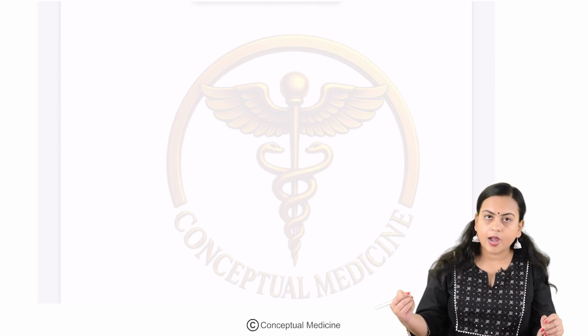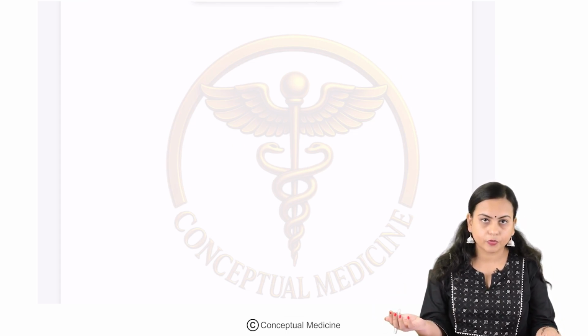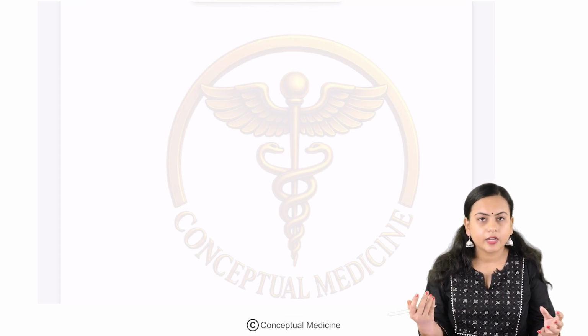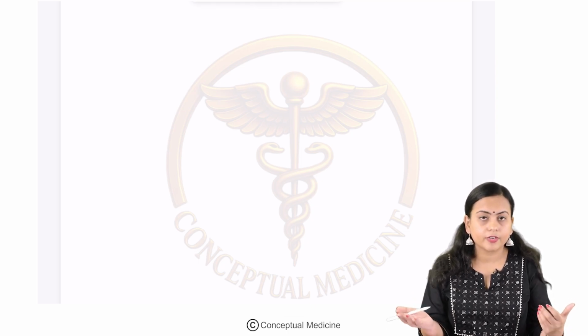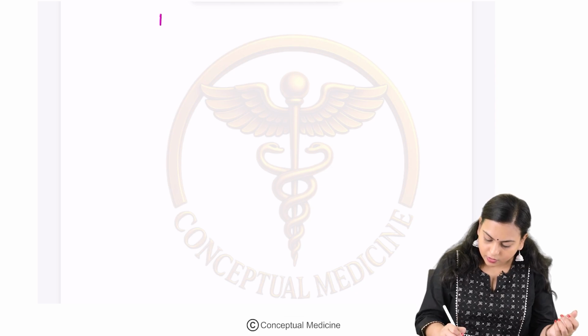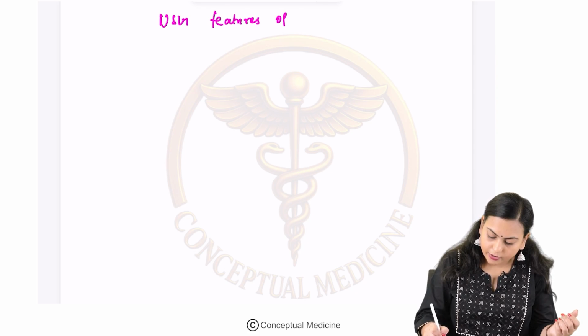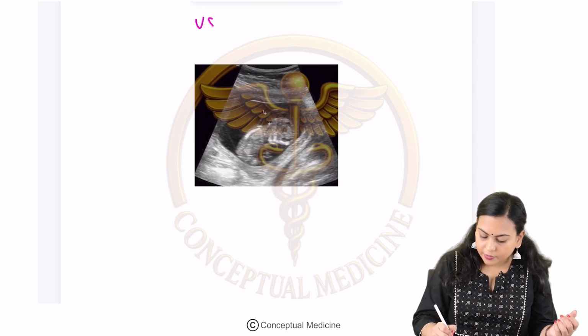Clear? And in the ultrasound, you will be able to make out signs of Hydrops fetalis also. Okay. So, there will be edema everywhere, right? So, there can be edema around the scalp, edema around the extremities, there can be pericardial fluid collection or pleural fluid collection, ascites and all. Okay. So, USG features of Hydrops fetalis.